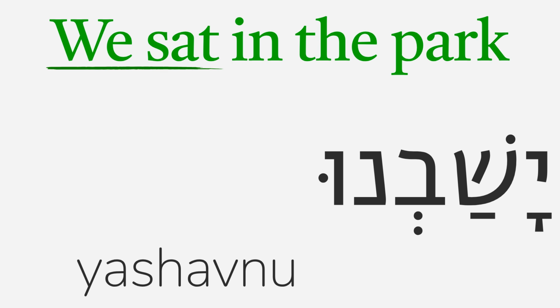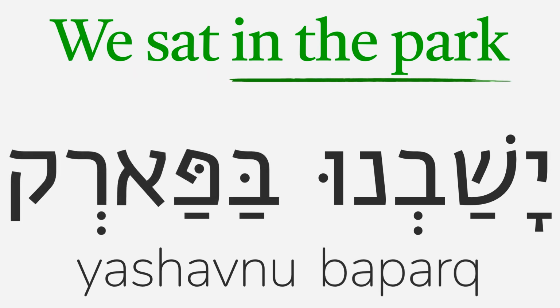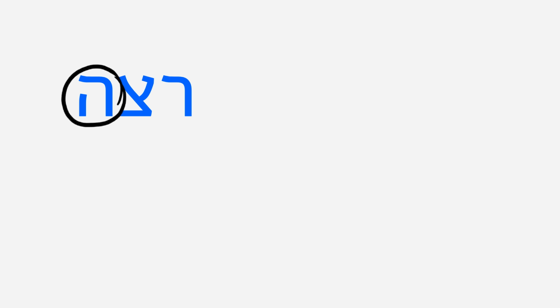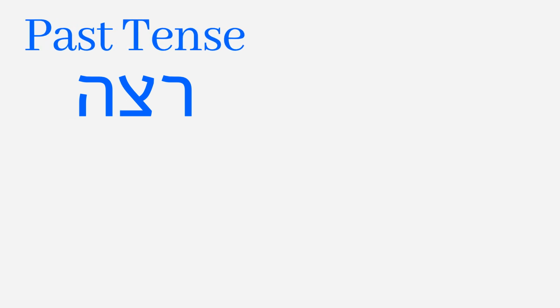Pronouns can even seem unnatural when we use them with the Hebrew past tense, and so they are usually just used for context and emphasis. So again, we sat is just the verb yashavnu, and the park is bapark. Yashavnu bapark. We sat in the park. Yashavnu bapark. If the third letter of a root is a hey, that root's past tense will be irregular.